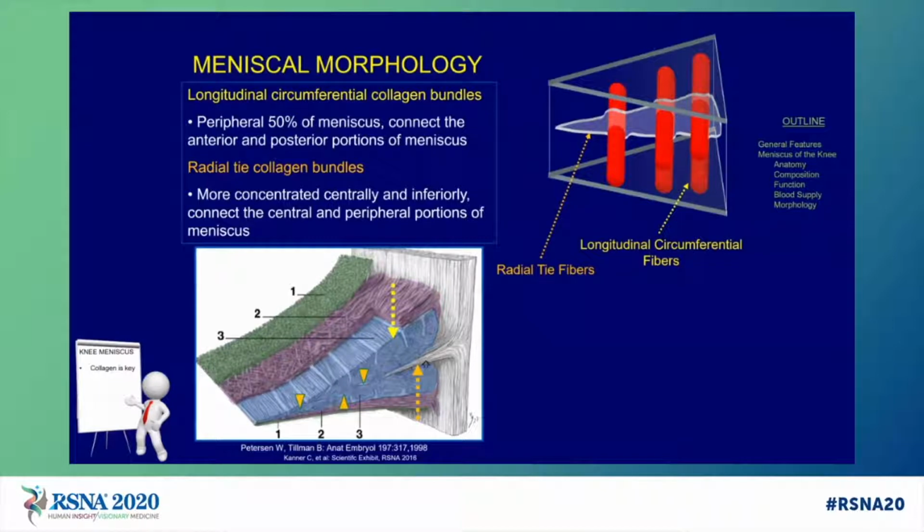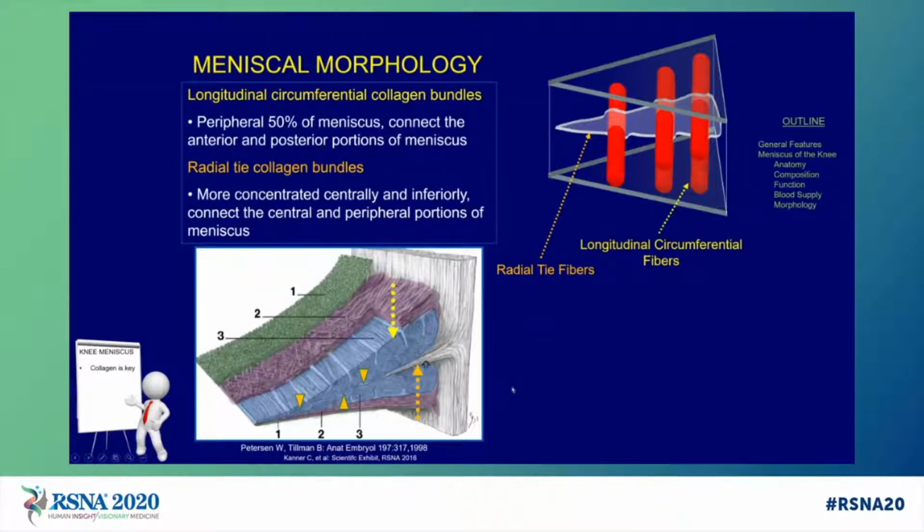The first of these are longitudinal circumferential collagen bundles. They are shown by the yellow arrow. They are located in the outer half of the meniscus. Here's one, for example, and they connect the anterior and posterior portions of that meniscus. Here in my drawing, I show you those as these red cylinders in the outer half of the meniscus.